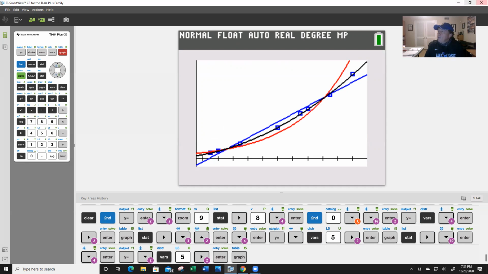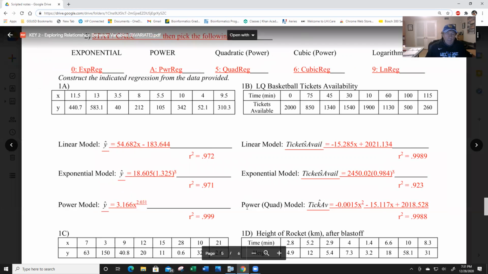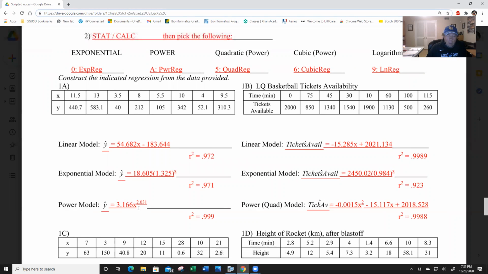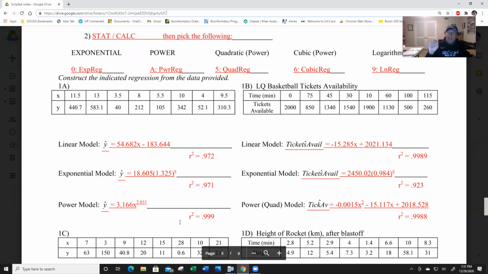So let me slide the notes back over so you can see those, okay? And you can see what I'm talking about. Okay, so that power model was the winning model, and it almost took in 100% of the dots. So 99.9% of the variability in Y was due to X, the way we had it from the third. So that third model is the best model, okay?